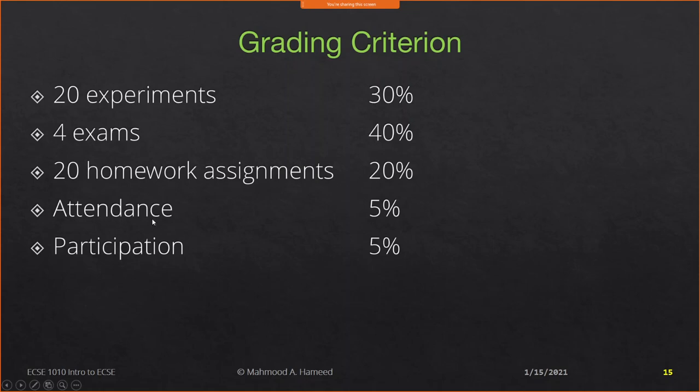Attendance has 5% weightage, and class participation also has 5% weightage. If you want to know more about any of these criteria, please go to the intro-ece.org website and take a look at more details about each of these: how they are structured, how they are graded, what goes into participation, what goes into attendance. Questions here?